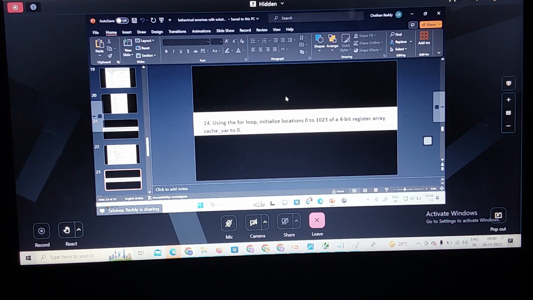This I think we have done already. So I'll make an array of what? Depth of 0 to 1023 and then size of 4 bit, assigning the 0 value to all the locations. Correct?